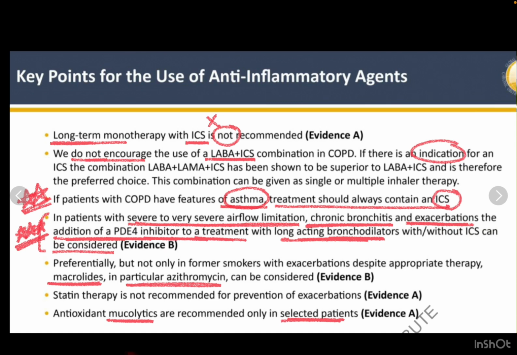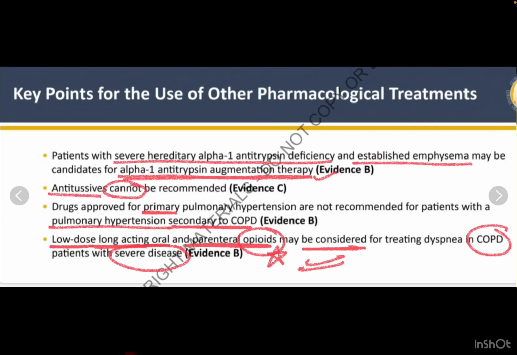So they are telling that in severe to very severe airflow limitation, with chronic bronchitis and exacerbations, we should add phosphodiesterase inhibitors to long-acting bronchodilators. Preferentially, but not only, in a former smoker. So the patient is not currently smoking, very, very important. Then a macrolide like azithromycin should be given, as it has a good role. Statin therapy has no role, and antioxidant mucolytics are given in selected patients.